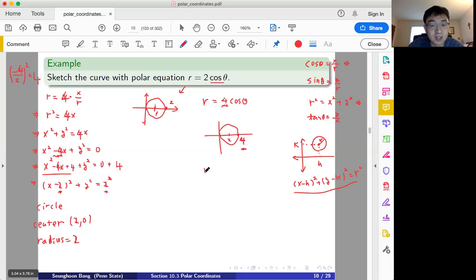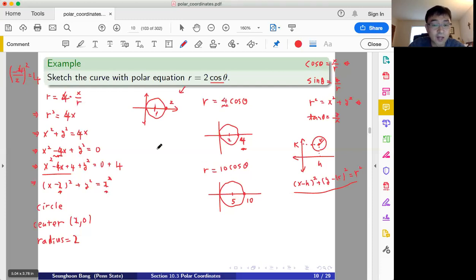One more thing: what is r = 10 cosine theta? The graph of r = 10 cosine theta is the same thing. The graph is like this, a circle. So this point is 10. The radius is half. So that's it.